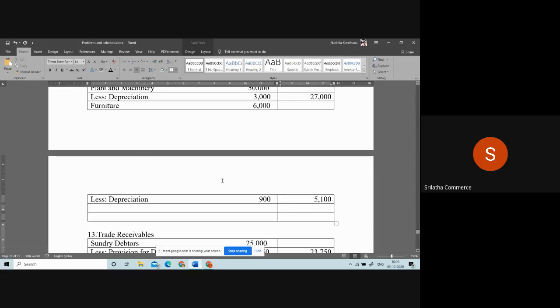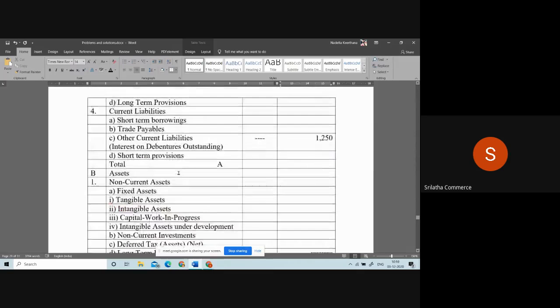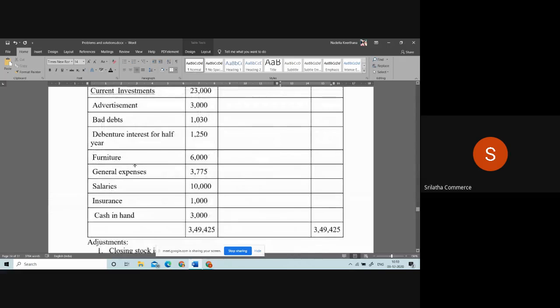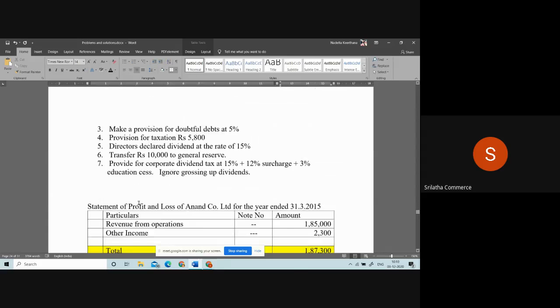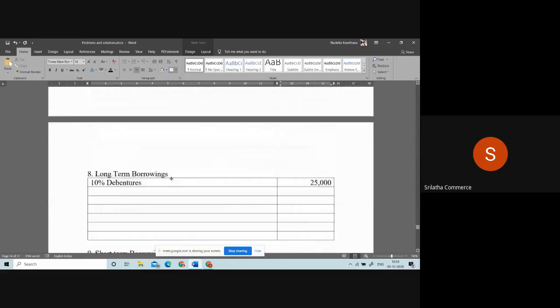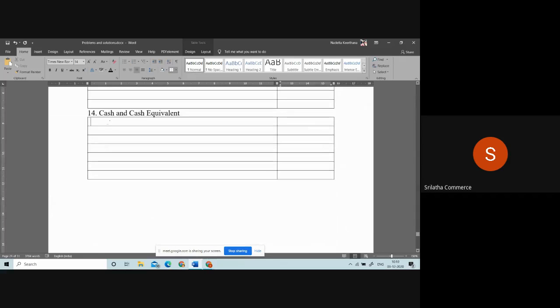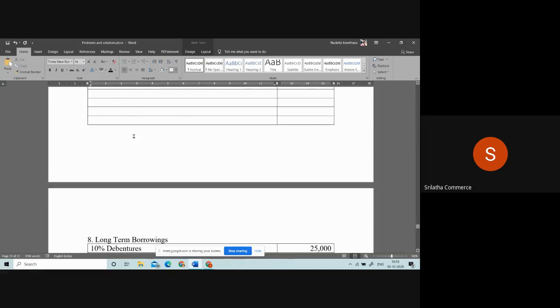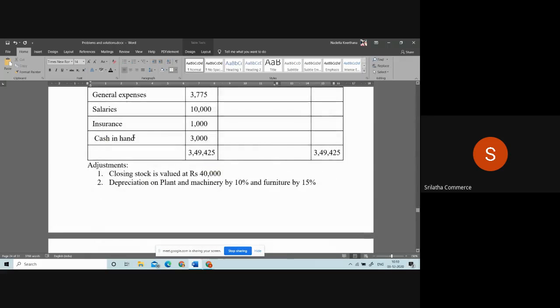Then comes the depreciation, furniture over. General expenses, salaries, insurance we already had taken. Cash in hand comes under cash and cash equivalents, 3,000. So under cash and cash equivalents, cash in hand 3,000. Okay. We completed, I think. Problem over.